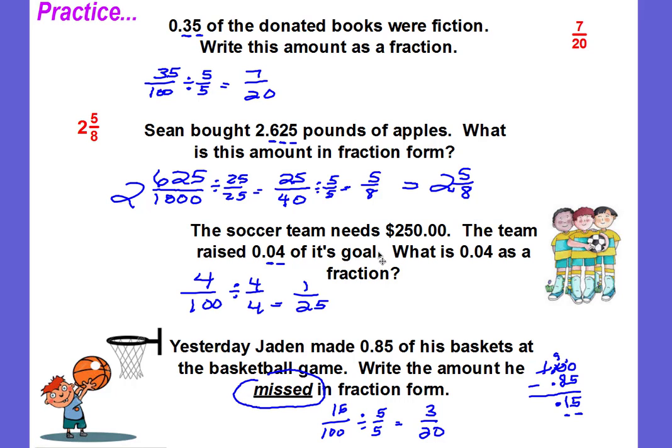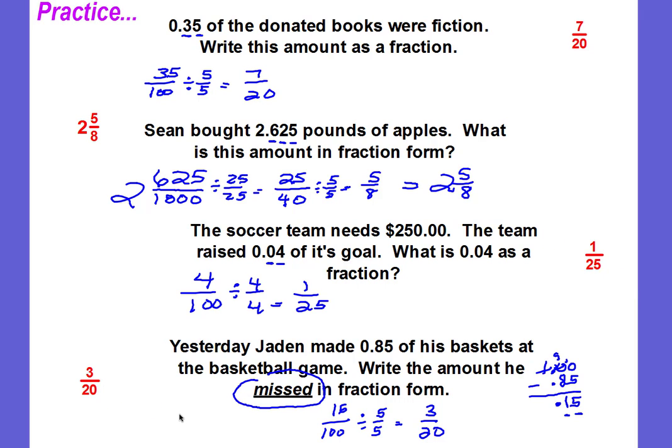All right, the soccer team, they needed to raise $250. They just threw an extra number out there. That's not necessary, because what they're wanting us to do is to write this 4/100ths as a decimal place value. 4/100ths. So simplify the fraction, it's 1 over 25. And the last one, the answer is 3/20ths.